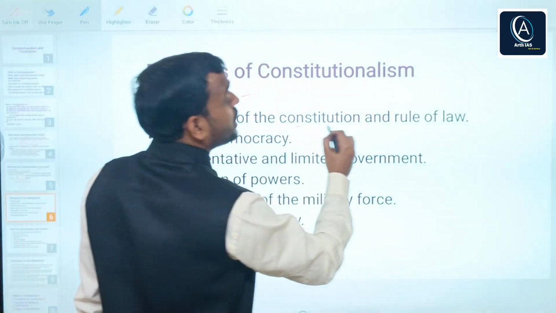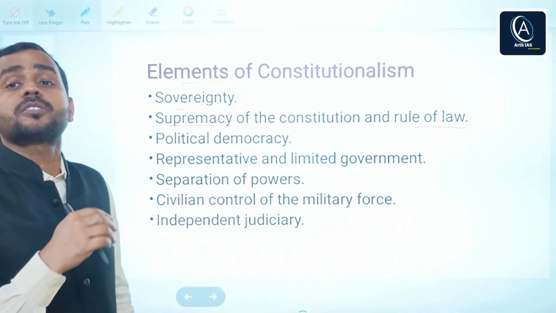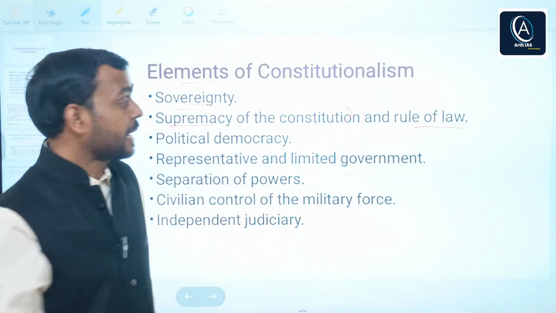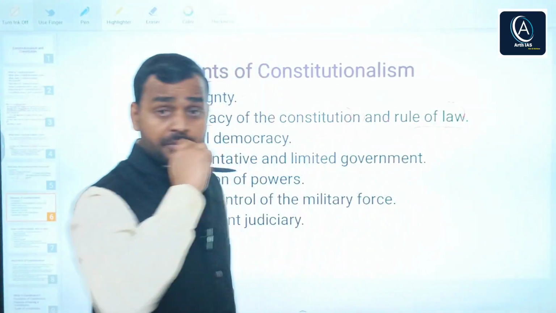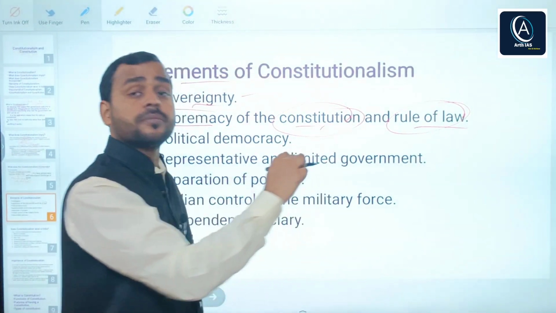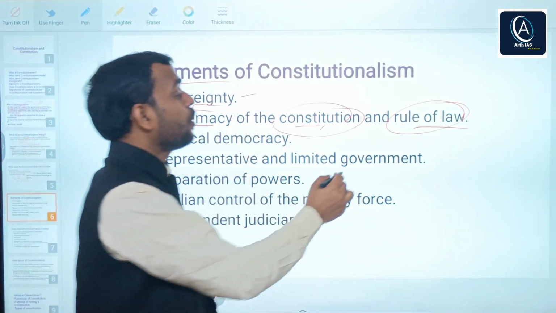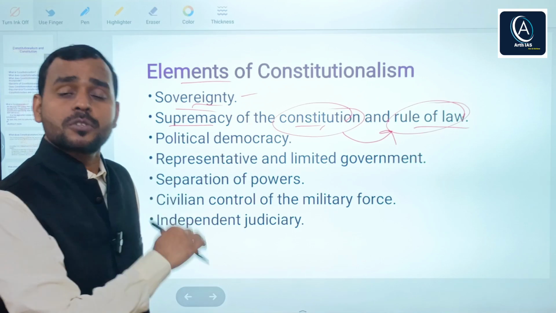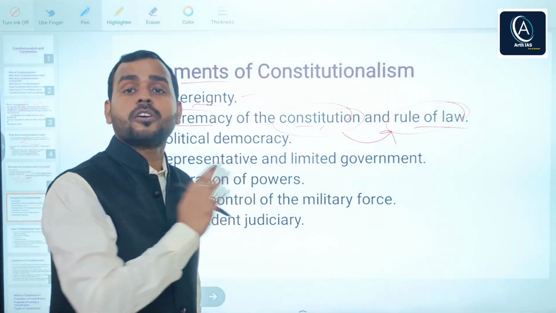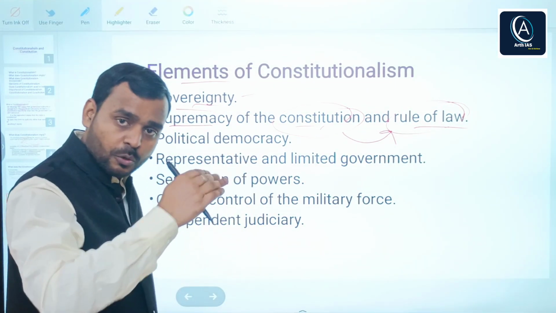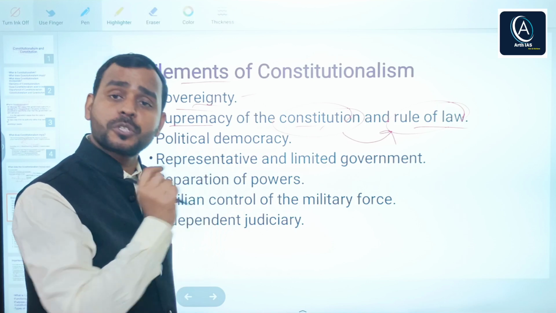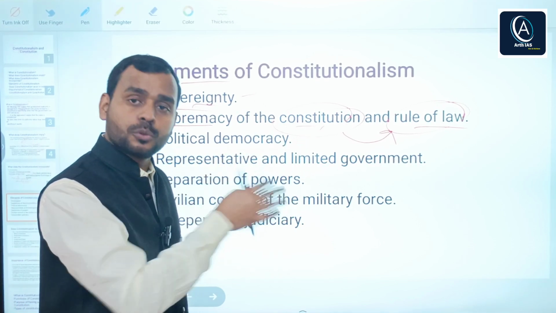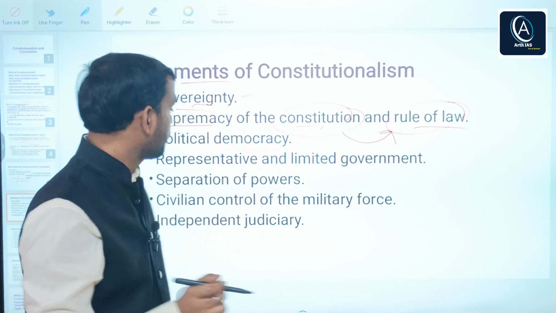Supremacy of the constitution and rule of law. Obviously, if there is constitutionalism, there should be supremacy of constitution and rule of law. If there is supremacy of constitution, it automatically establishes rule of law, because what is constitution? Nothing but the fundamental law of life. The whole state should be governed as per the provisions of the constitution, and it can be established through rule of law.